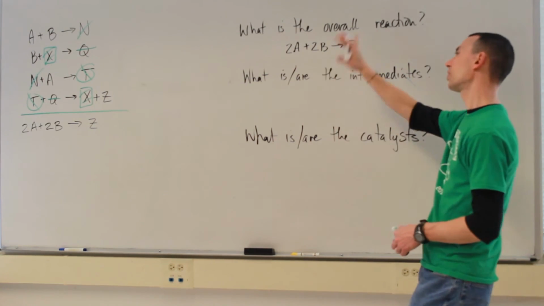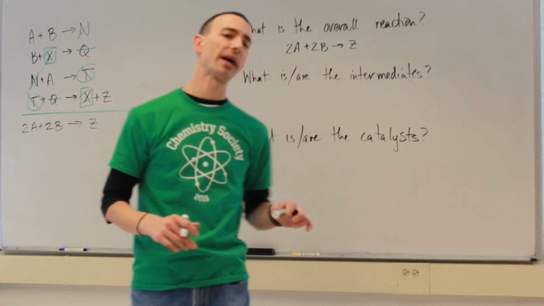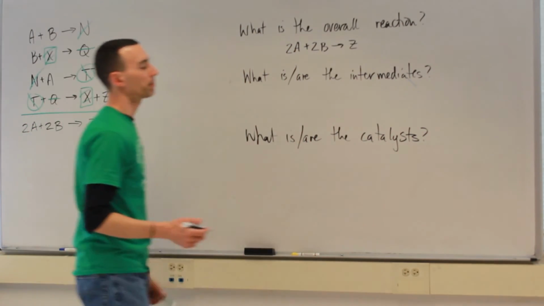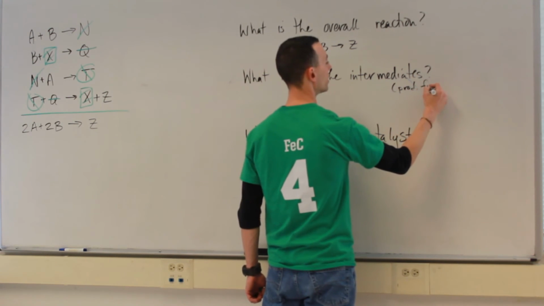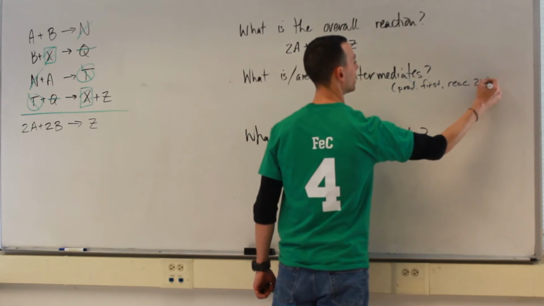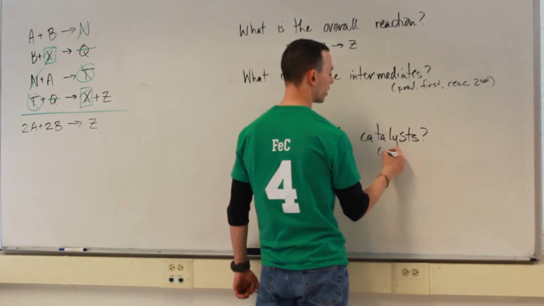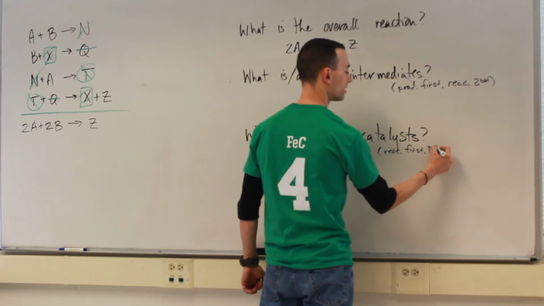Now, everything we've crossed out is an answer to our next 2 questions. The difference is the perspective. Intermediate products are products first, reactants second. Catalysts are reactants first, products second.